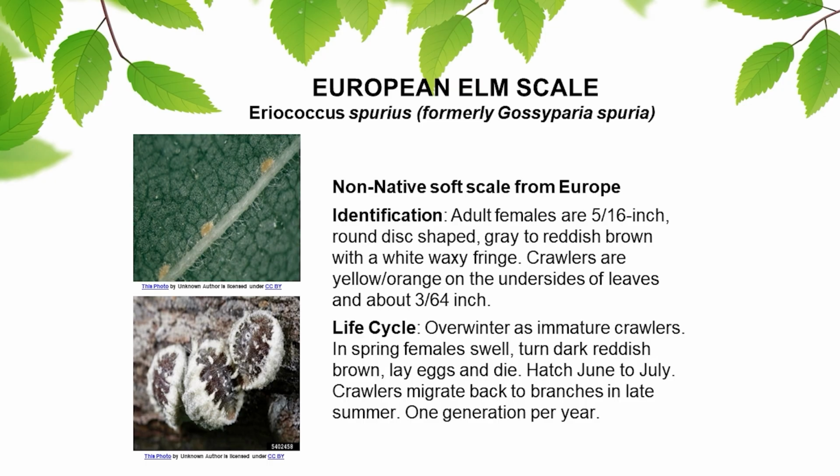The eggs hatch from June to July. The crawlers are active on the underside of leaves. They migrate back to branches in late summer. European elm scale have 1 generation per year.